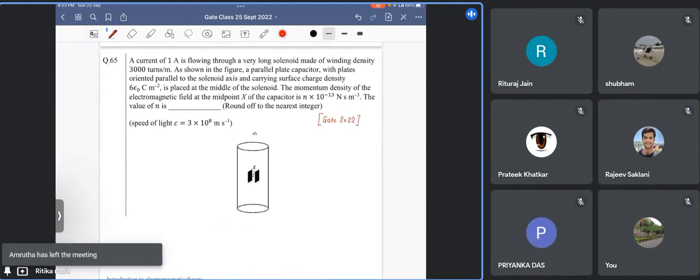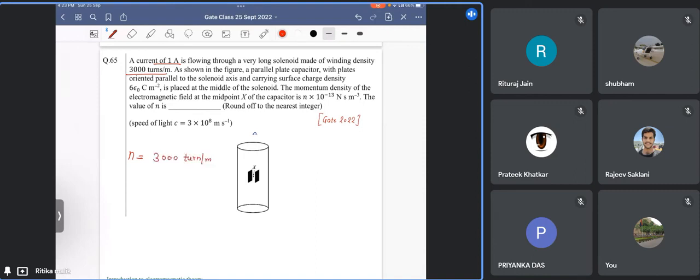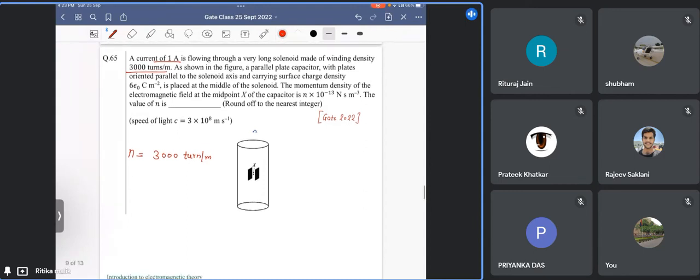This question appeared in the GATE 2022 examination. It is given that a current of 1 ampere is flowing through a very long solenoid with winding density 3000 turns per meter, meaning the number of turns per unit length is 3000 turns per meter. As shown in the figure, a parallel plate capacitor with plates oriented parallel to the solenoid axis and carrying a surface charge density sigma of 6 epsilon naught coulomb per meter square is placed at the middle of the solenoid. What is the momentum density of the electromagnetic field at the midpoint x of the capacitor? It has the form n into 10 to the power minus 13 newton second per meter cube, and we have to find the value of n.